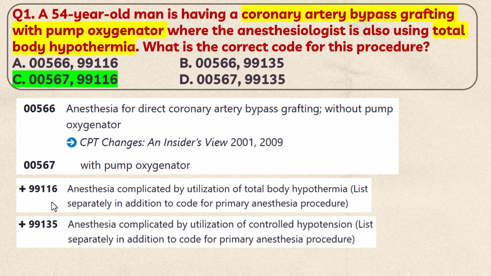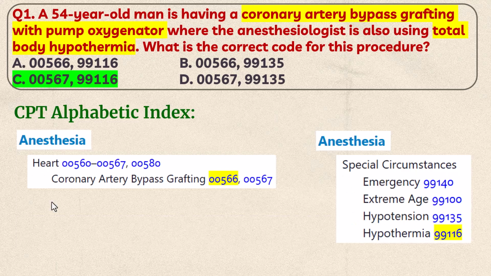So if you encounter this case in the real working world, you use the CPT alphabetic index. In the CPT alphabetic index, first go for the main index term anesthesia, then go for the subterm heart, again go for the subterm coronary artery bypass grafting. It will lead you to the following two codes. Again come back and confirm the answer.